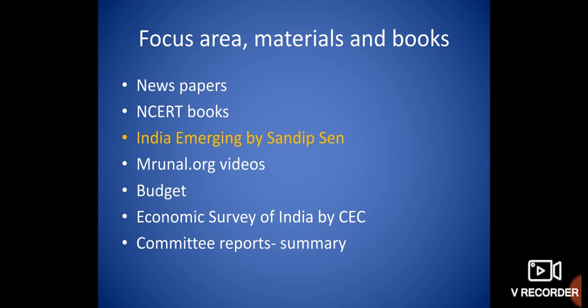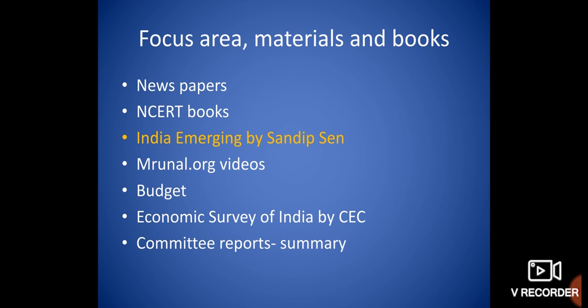My focus area material books are the newspapers, NCERT books, India Emerging by Sandeep Sen, videos, the budget by the government, and the Economic Survey of India 2019-20, and some important committee reports summary. So, in the upcoming slides, we will see one by one.